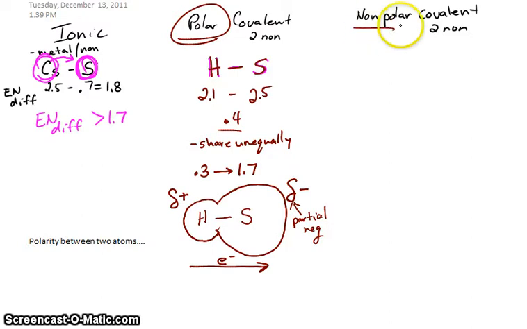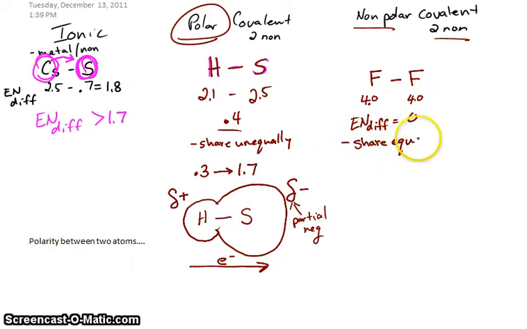Now, in a nonpolar covalent bond, we still have two nonmetals, but they're going to be really close to each other in electronegativity. For example, how about fluorine bonded with fluorine? Fluorine is 4.0. The EN difference, the difference in electronegativity, is 0. So in this case, nobody's stronger than the other one. They share equally. They're a tie.